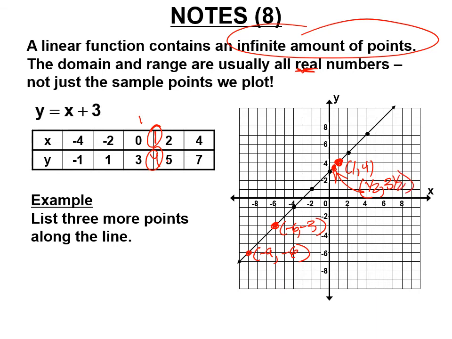There is an infinite amount of points. Now you could choose other ones, right? There's ones over here, okay? Off the grid as well. There's an infinite amount of points in the domain and range on a linear function.